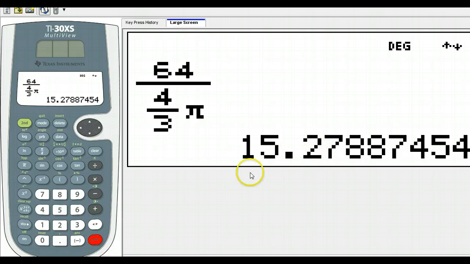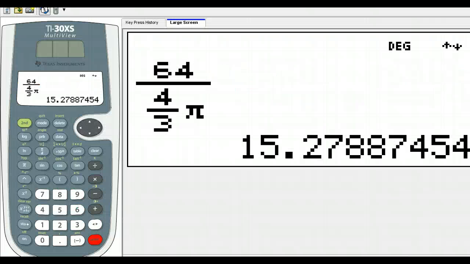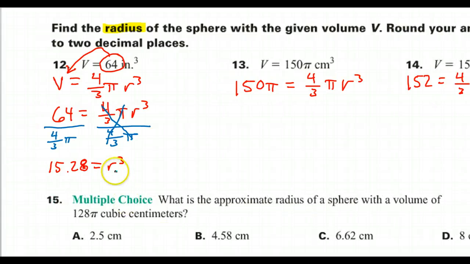Then I'm going to show you a trick to avoid having to round right now, because I really don't like rounding when it's not the final answer yet. What was that again? 15.28, let's call it for now. So we have 15.28. Okay, but we still need to take the cube root of this mess to get r by itself.